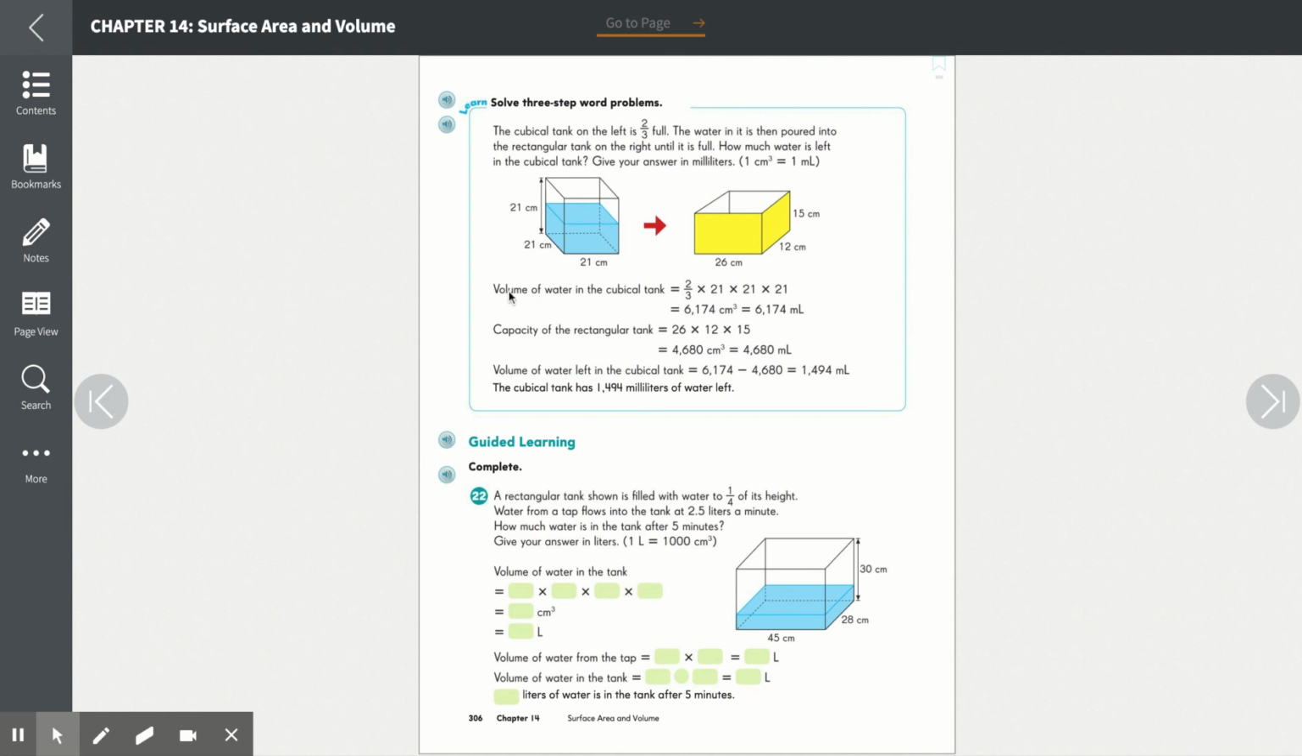So what you're looking at first is you're going to measure the volume of water in the cubical tank. So that is 2/3, because it's 2/3 full. So 2/3 times the 21 times 21 times 21. So when you figure all of that out and you do 21 times 21 times 21 and multiply it by 2/3, then you would get 6,174 centimeters squared. And remember that centimeters squared is the same as milliliters. So you had 6,174 milliliters of water in the cubical tank.